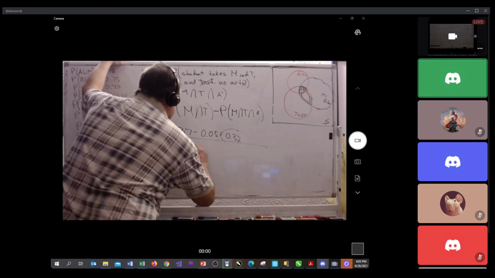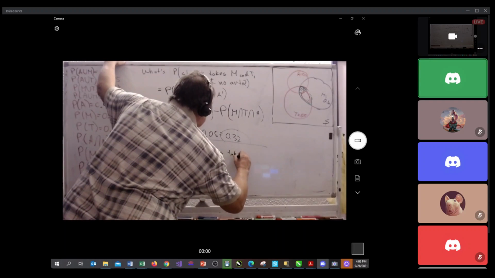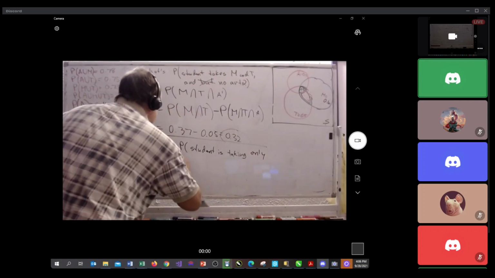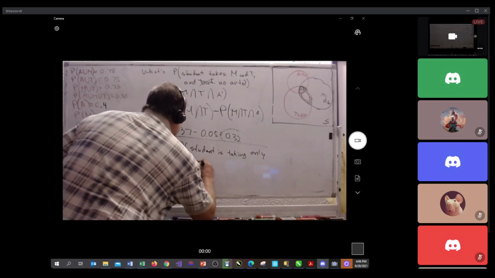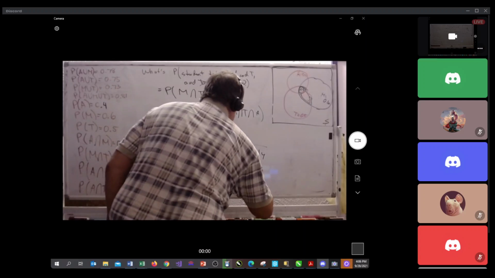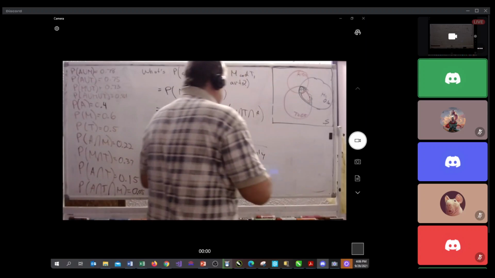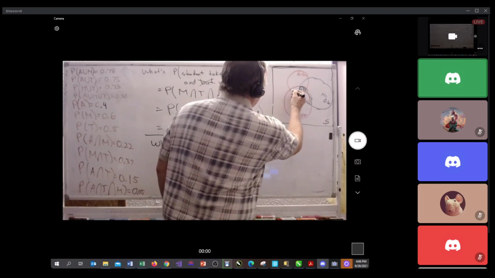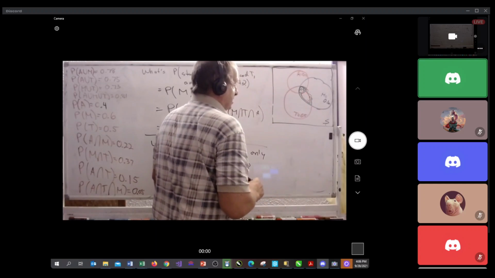that a student is taking only one type of the three? Okay, so what that means is that a student that would fit this would be taking only a technology class. So that would be this area here, right? It would exclude any intersections. Do you see that?